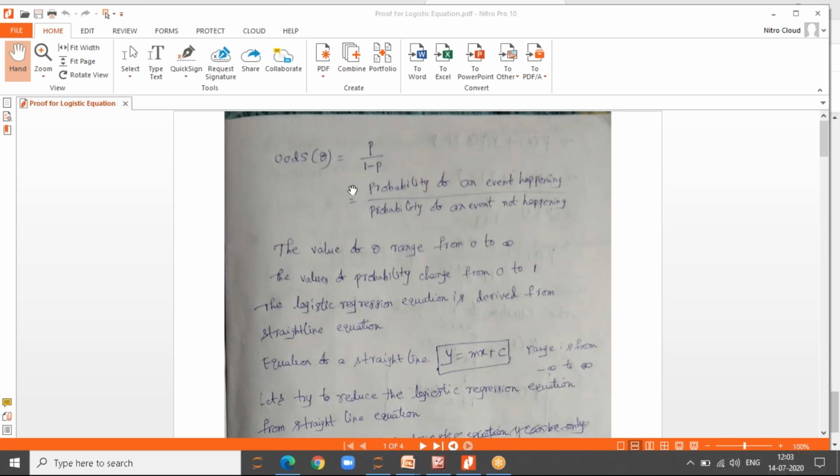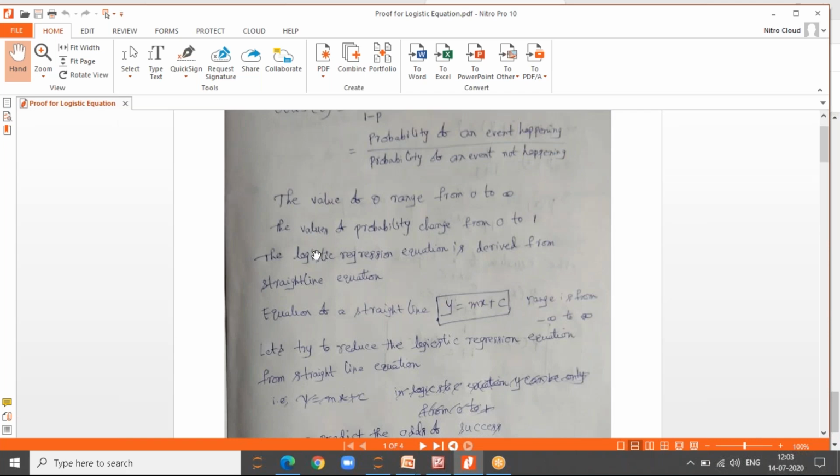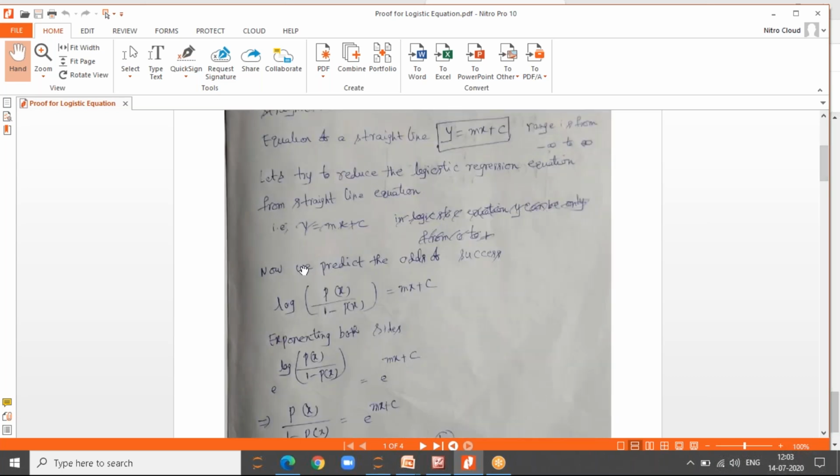So your range of values is from 0 to 1, but we need it converted to 0 to 1. For this purpose, you make use of a straight line. So the logistic regression is derived from the straight line equation, right? Its range is from minus infinity to plus infinity. So how can we convert it? Here are the steps for converting that function into the sigmoid function.